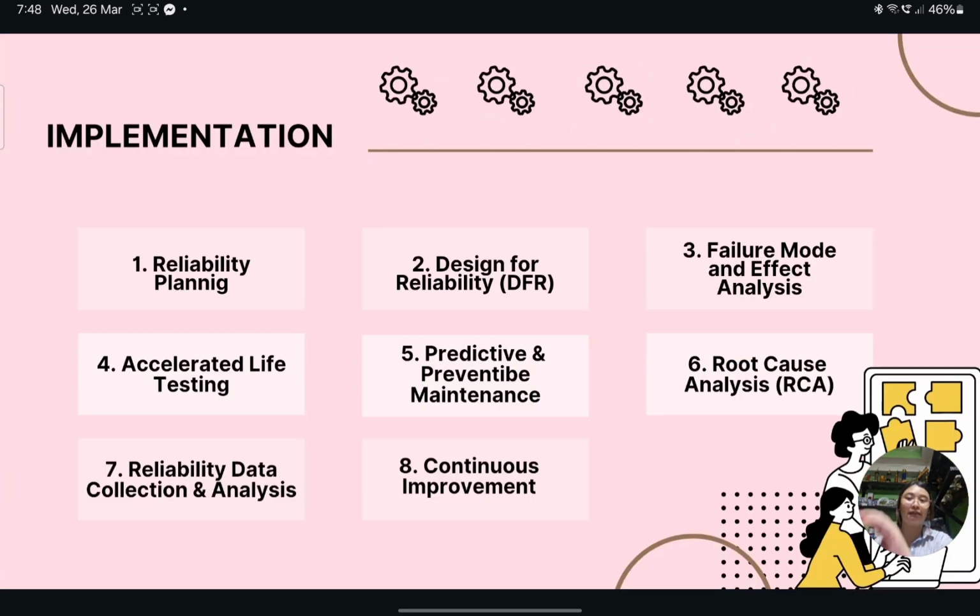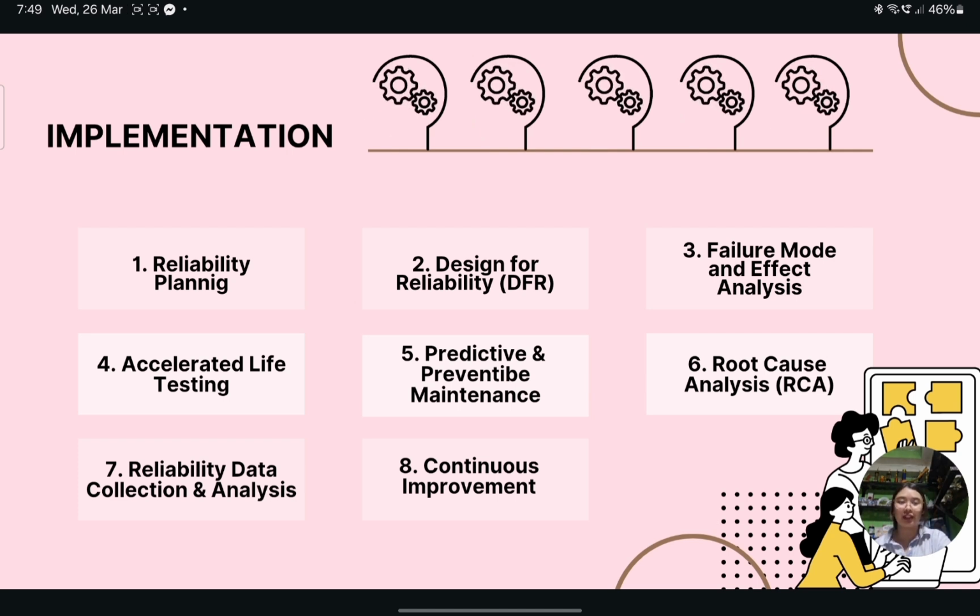So here is my implementation. The first one is, of course, reliability planning. In this part, we will define our goals and our metrics, for example, the mean time between failure or the MTBF, as what I've discussed earlier in the analysis, right? And then the methodology. The second part is the design for reliability, or the DFR, which incorporates reliability principles into product system design, for example, fault tolerance or redundancy.